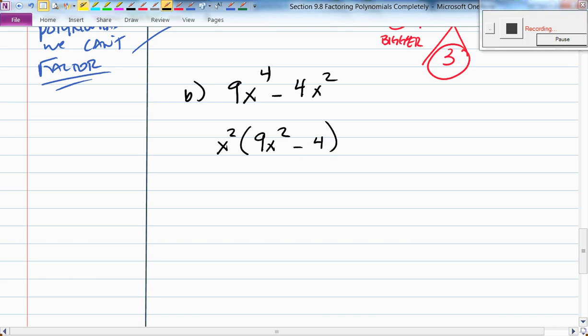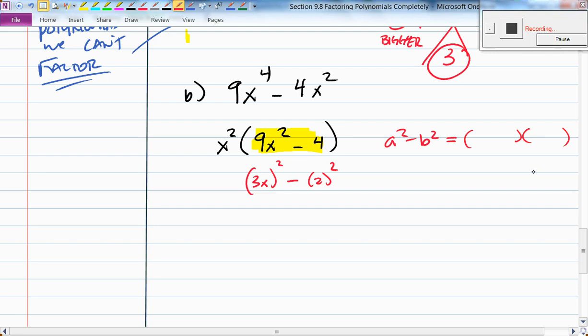Okay, now, after we've done that, is this part a binomial? Yes. Is it in the form of a squared minus b squared? Yes, it is. So this is like 3x all being squared. And what number do I have to square to get 4? 2 all being squared. So how does a squared minus b squared factor? Look on the factoring flowchart. Tell me what it's going to be.